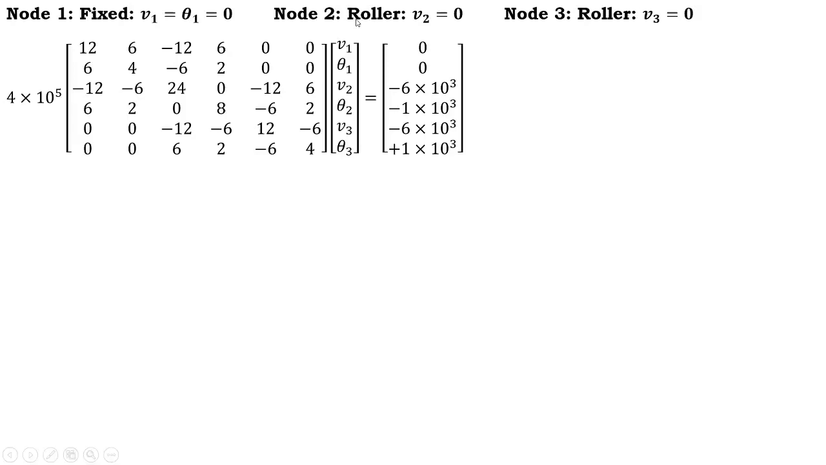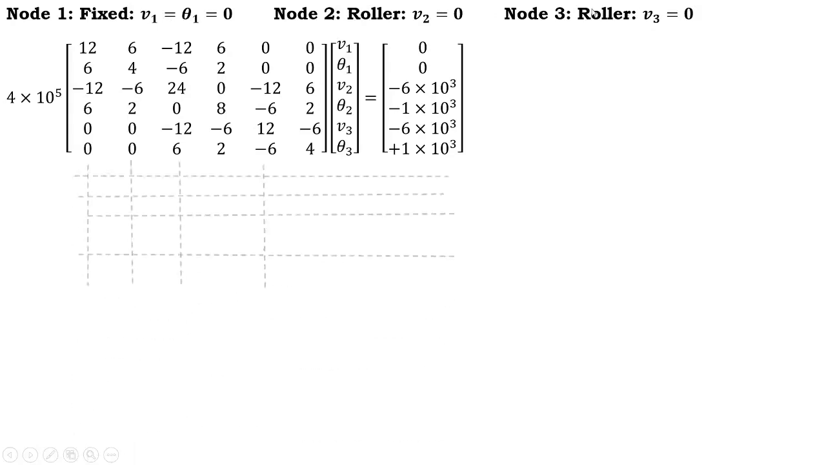And at node number 2, I have a roller support. Therefore, it prevents the vertical displacement. Therefore, my V2 is equal to 0. Similarly, I have a roller at node number 3 also. There also the vertical displacement is constrained. Therefore, my V3 is equal to 0. Now, I need to eliminate those particular rows and columns where the displacement is 0. So that is what I have done.